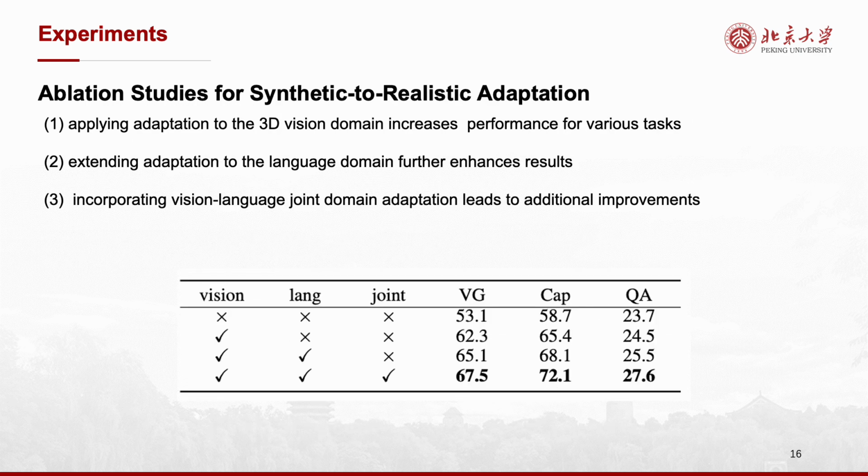We also conducted ablation studies on the impact of synthetic-to-realistic adaptation. 1. Applying adaptation to the 3D vision domain increases performance for various tasks. 2. Extending adaptation to the language domain further enhances results. 3. Incorporating vision-language joint domain adaptation leads to additional improvements.